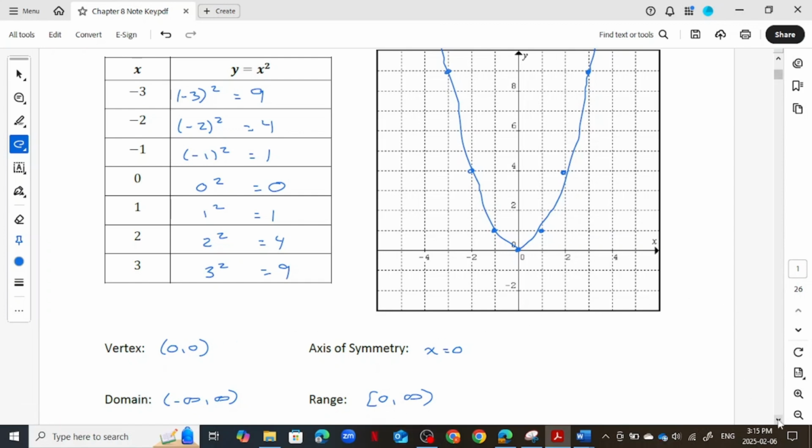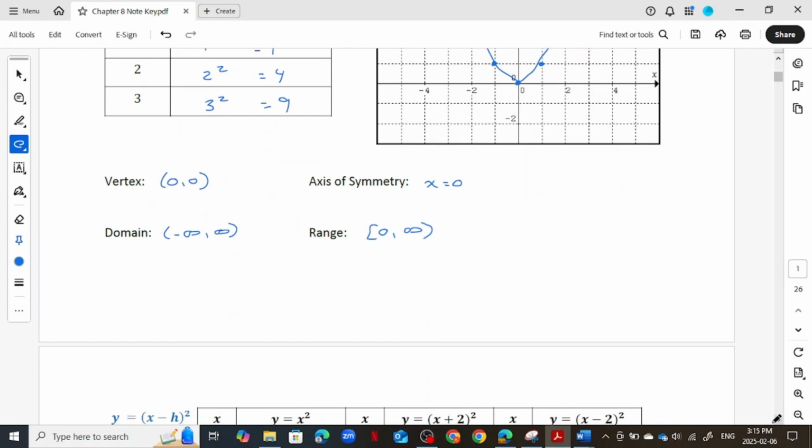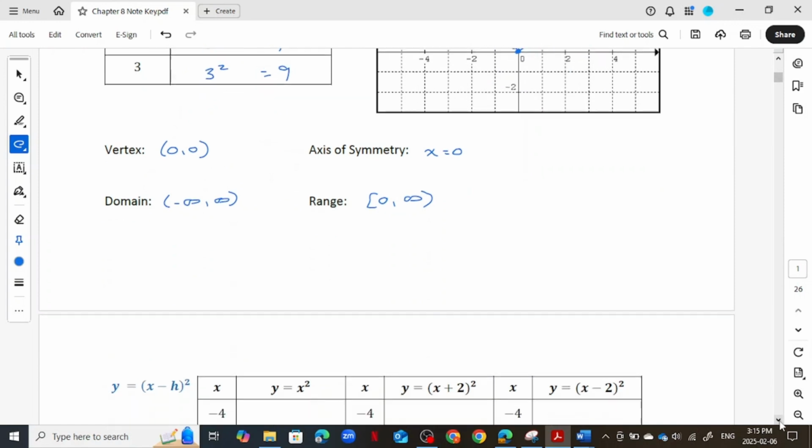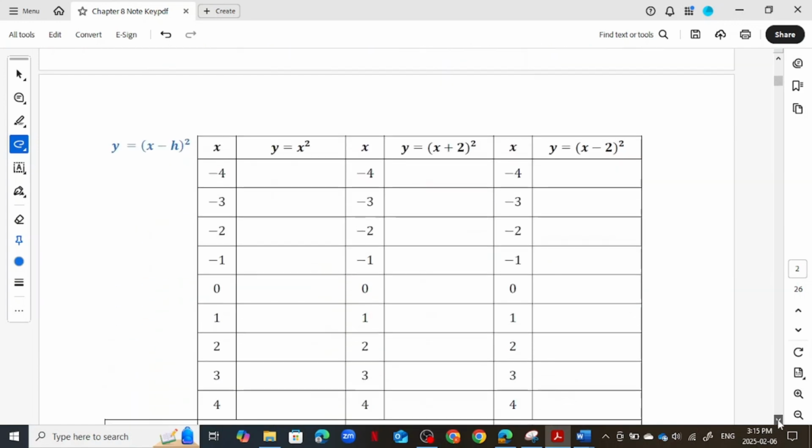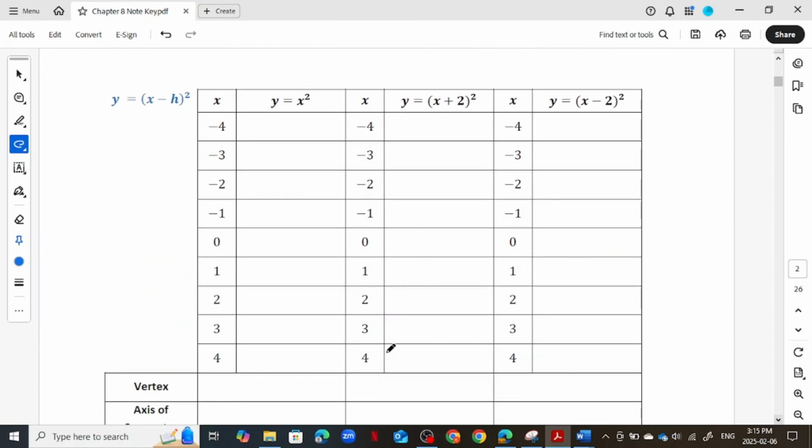All right, now what we're going to do is take this graph and graph it over and over again with just a couple little feature changes. The first one we're going to look at is y equals x minus h all squared. And we're going to look to see what happens when you put an h in the bracket with the x.